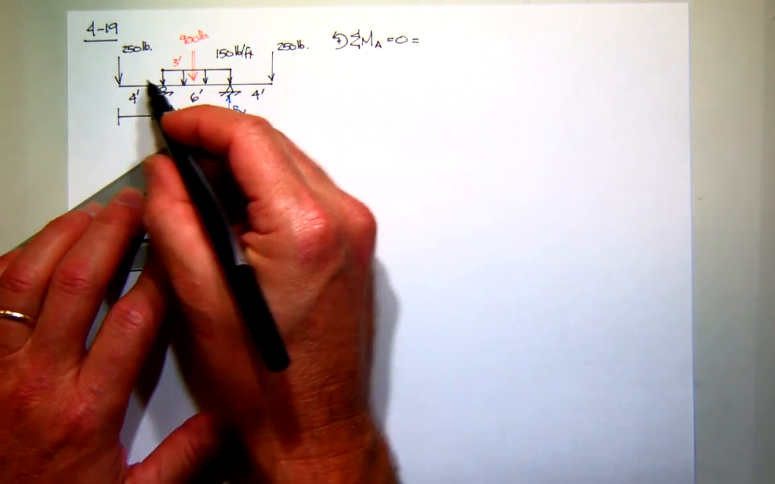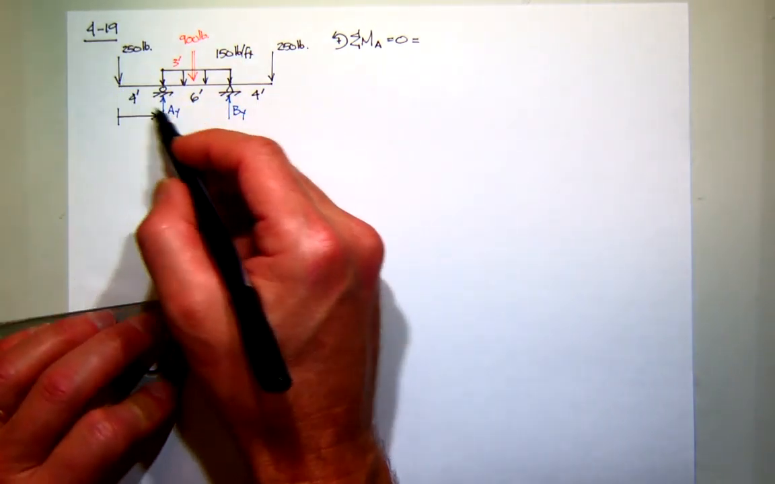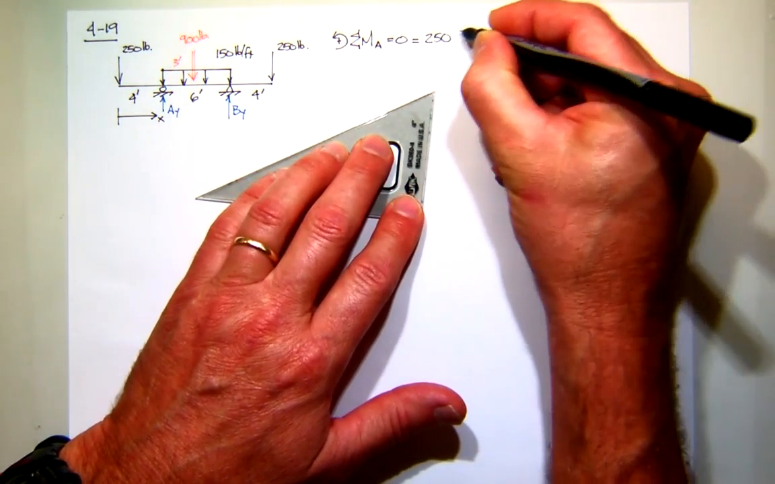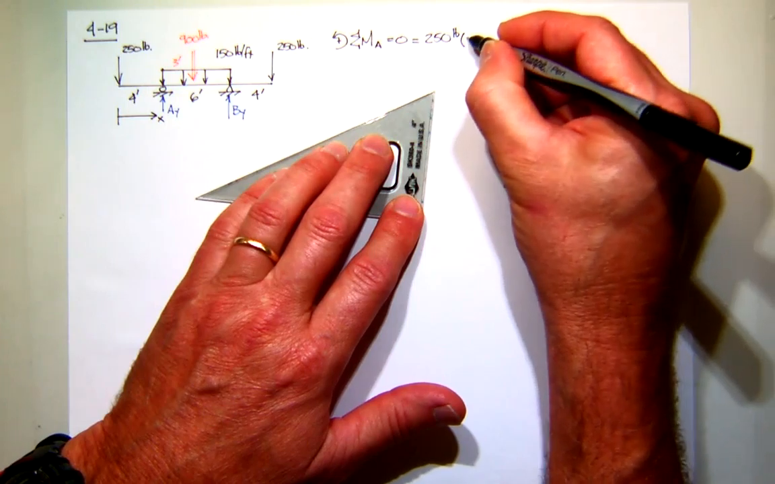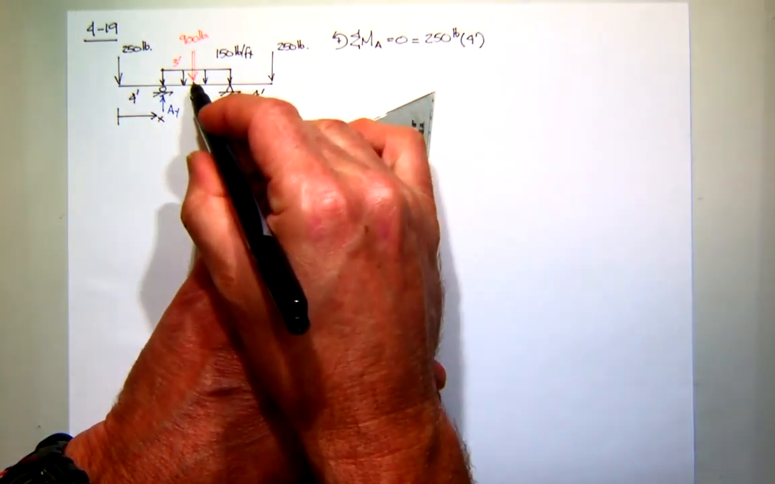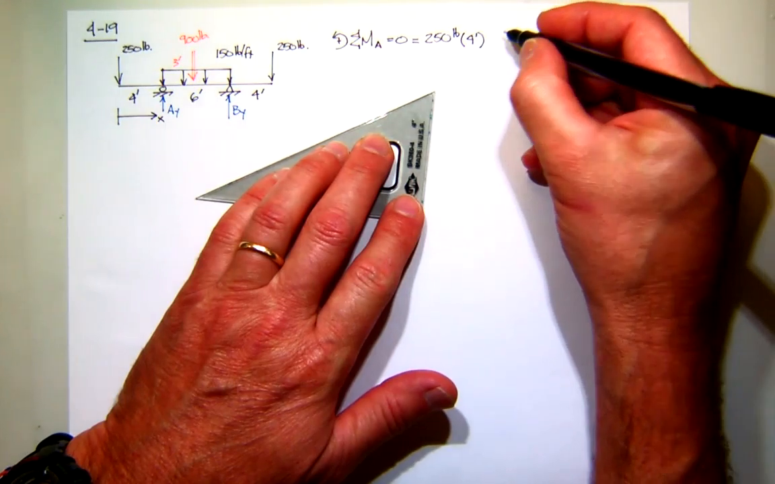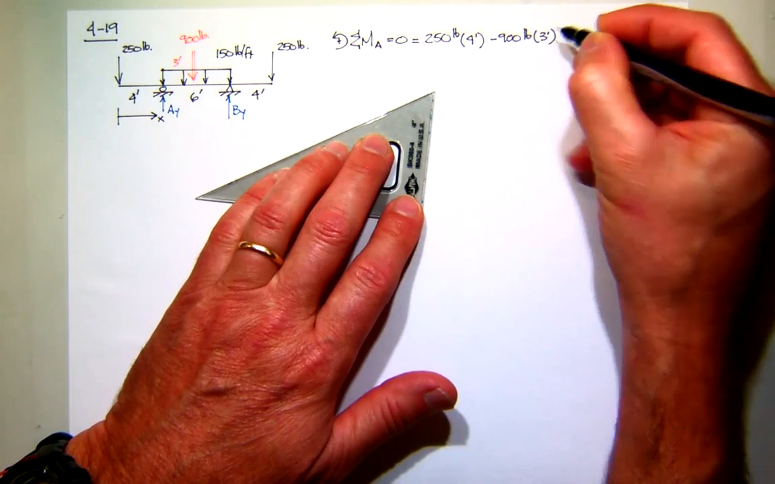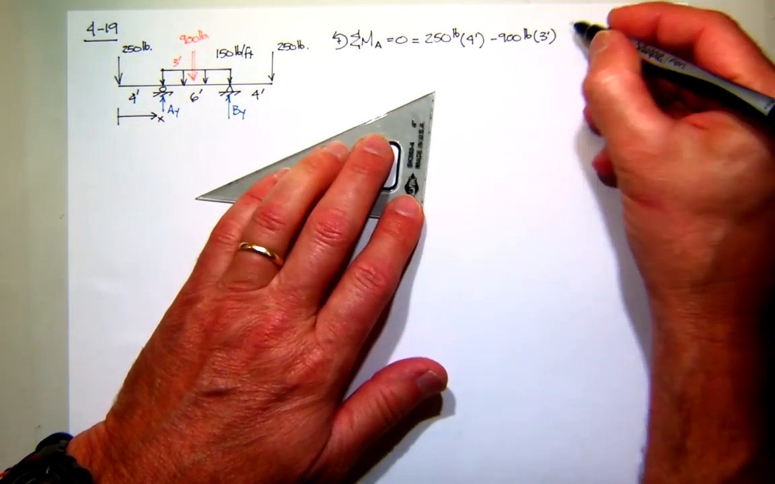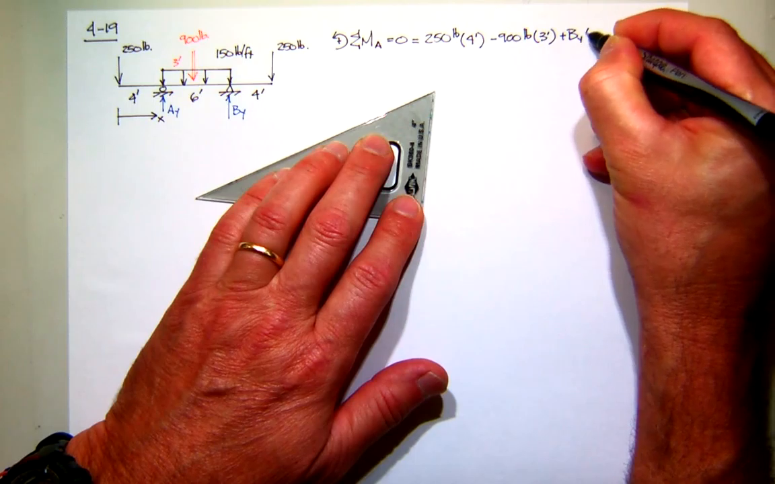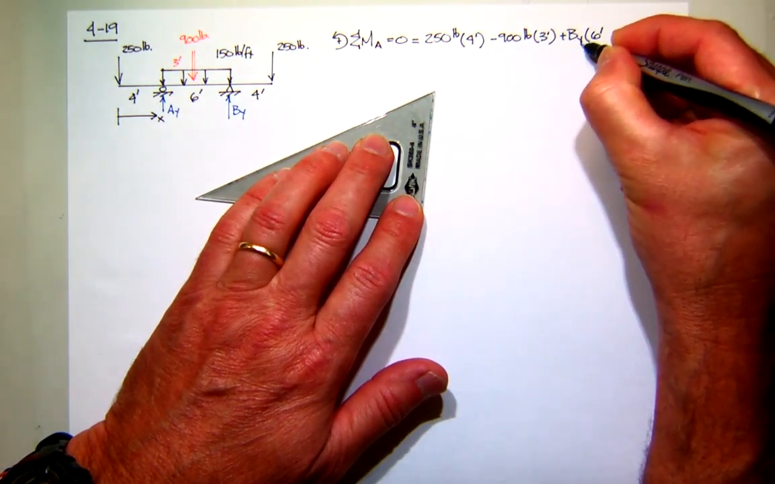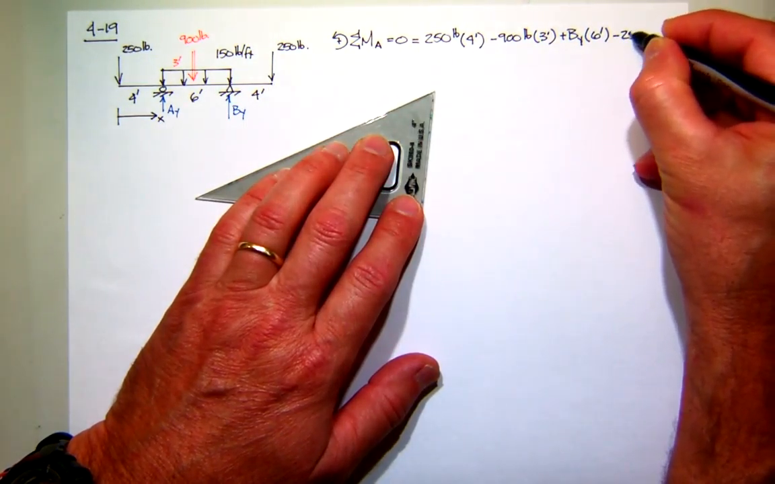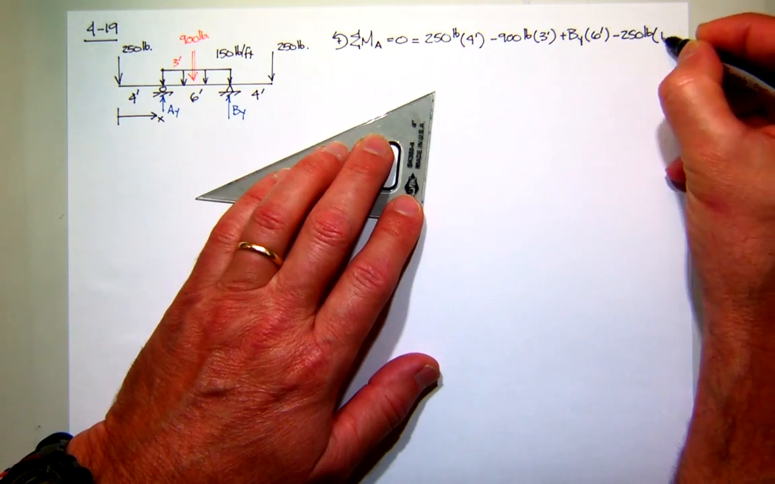So about A, let's start here on the left side. This 250-pound force, is that creating positive moment about A or negative moment? Positive. So I have 250 pounds. Its moment arm is 4. Then I have the 900-pound force, positive or negative? Negative. Moment arm of 3 feet. I have By, positive or negative? Positive. Moment arm is 6. And then finally, the 250 on the end creates negative moment, 10 feet.